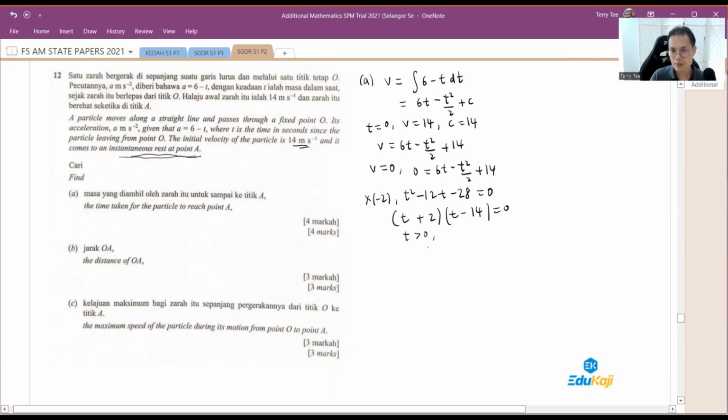Now we know time cannot be negative. Yeah, time is always positive. We start the clock, t is 0 onwards, so the subsequent values are all more than 0. So the time taken to reach point A is 14 seconds.